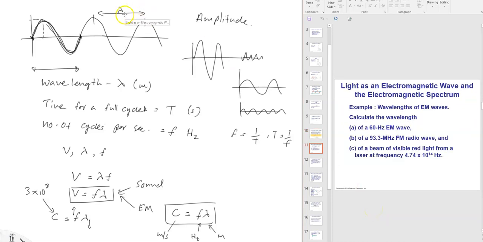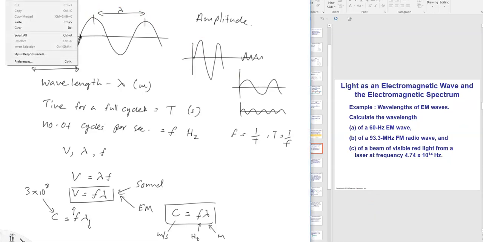Okay, so let's do a quick math problem. Examples. Calculate the wavelength. So we have question number 1, a 60 Hertz EM wave. So this wave has a frequency. So frequency is 60 Hertz. So anything given using Hertz means it's a frequency. Asking the wavelength, asking lambda.